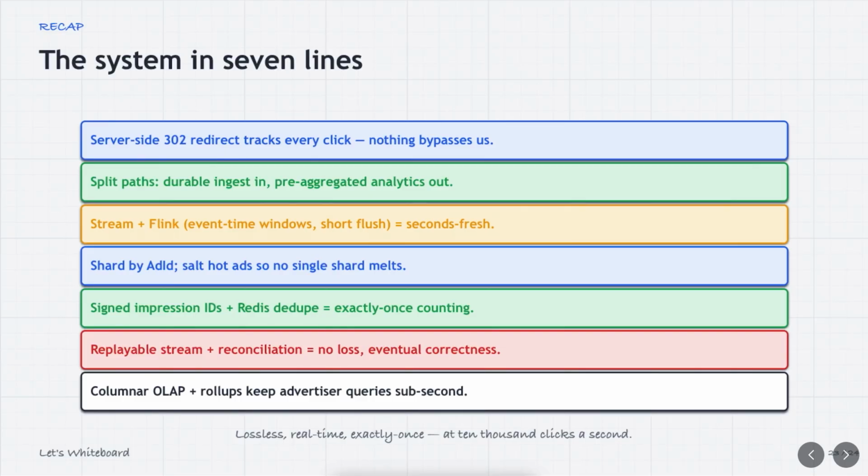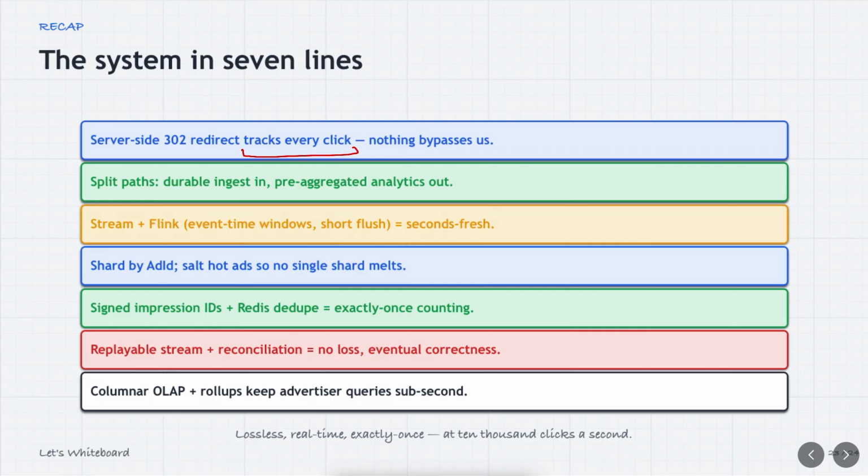So now we want to summarize the entire system design into 7 lines. How would we do it? Firstly, we introduce the server-side 302 redirect to ensure that we track every click and we don't lose anything. Everything goes through us, nothing bypasses us.